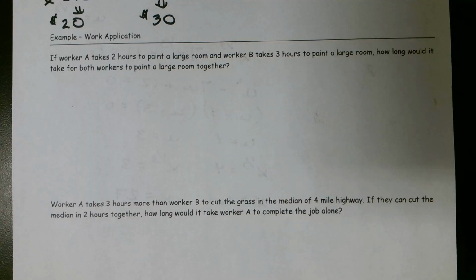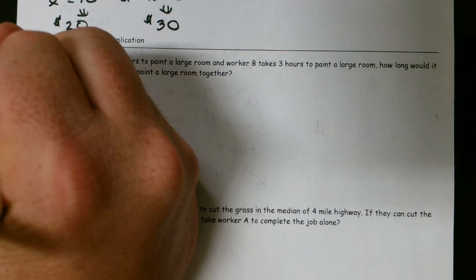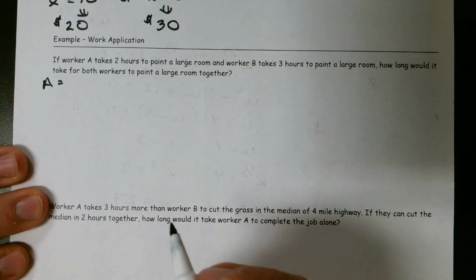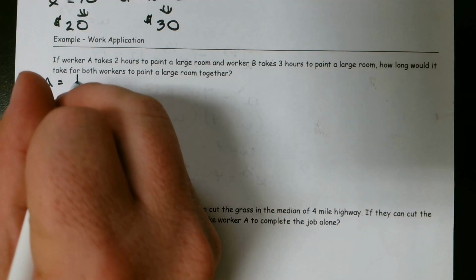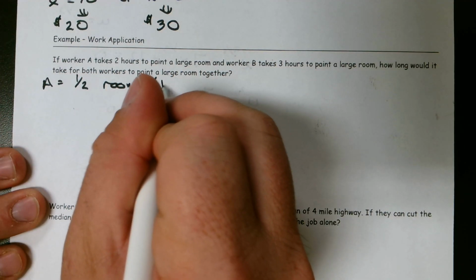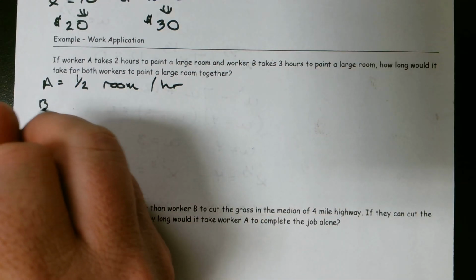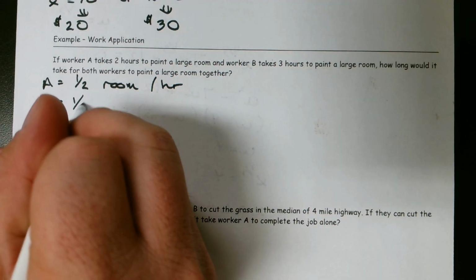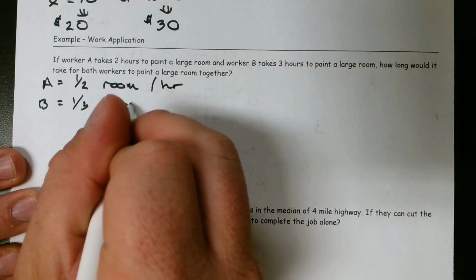Okay, so the first thing we've got to understand is that worker A is going to paint half the room per hour, and worker B is going to paint 1/3 of the room per hour.